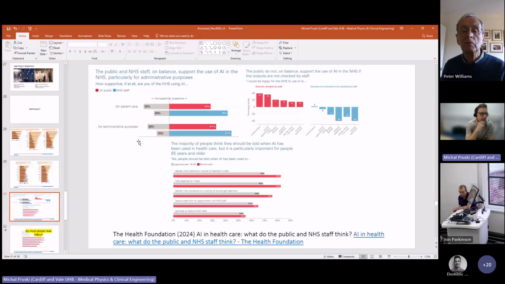Moreover, the Health Foundation presented some data this summer, and it showed how much support there is from the NHS staff and public for the use of AI in patient care for administrative purposes. NHS staff were more keen on it than the members of the public. The only thing that members of the public seem to let the AI do by itself is to create a letter of appointment.